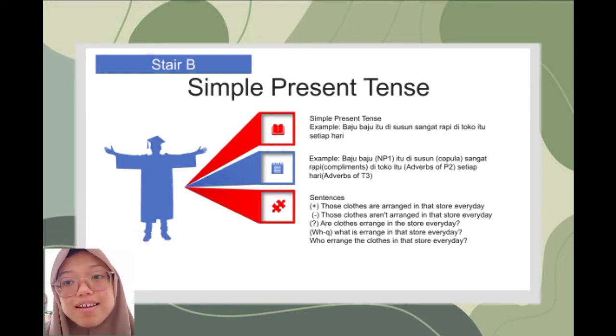Sentence positive: those clothes are hung in the store every day. Negative: those clothes are not hung in that store every day. Interrogative: are clothes hung in the store every day? WH question: what is hung in that store every day? Who hung the clothes in that store every day?